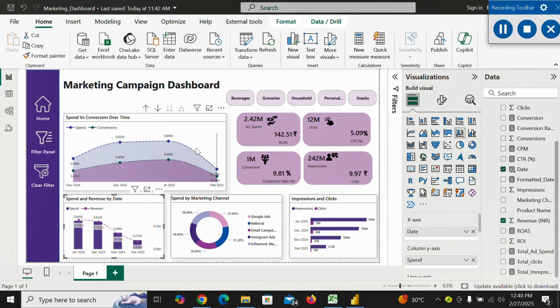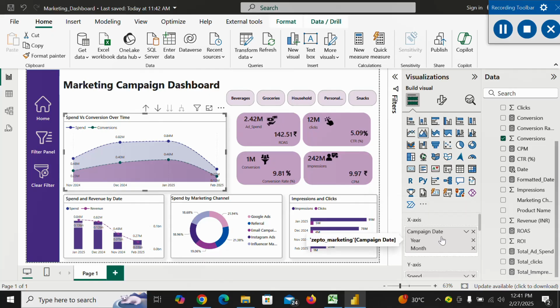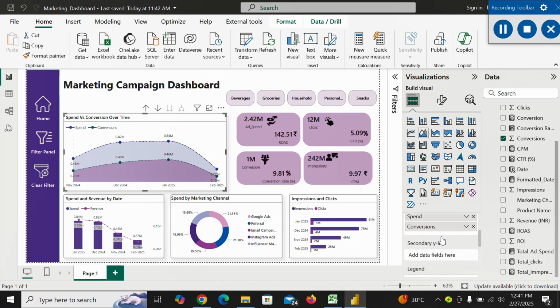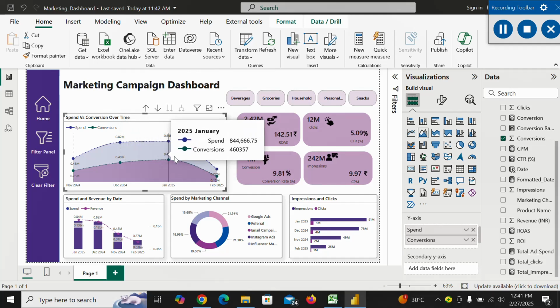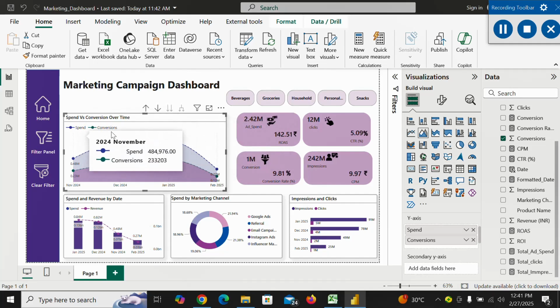This chart is an area line chart, ad spend versus conversion over time. I will show it from the visualization. This one, area chart. In the area chart, I took the x-axis as campaign date, and the y-axis as spend and conversion. This chart helps to identify the trends in spending and its impact on conversions.